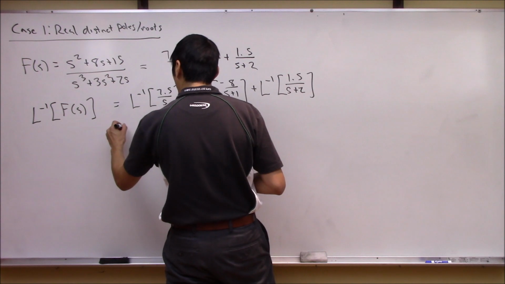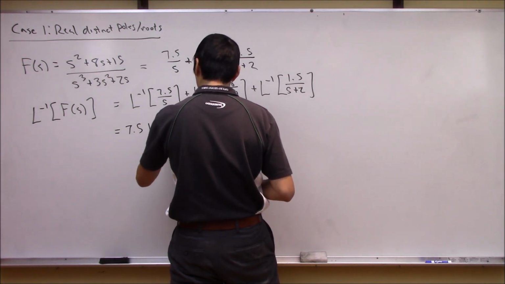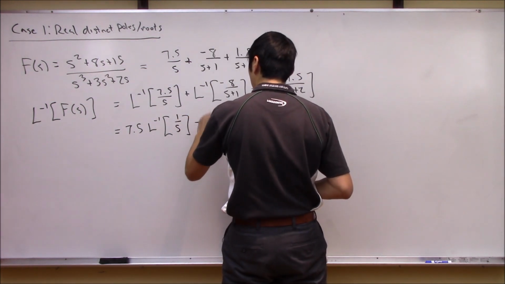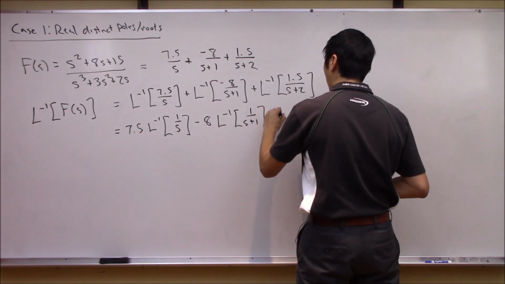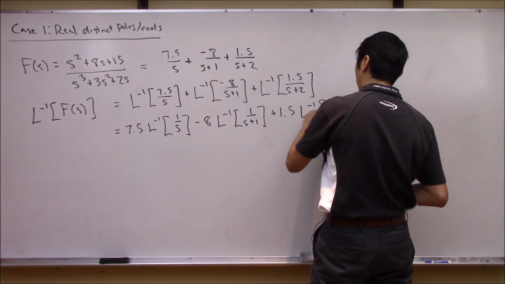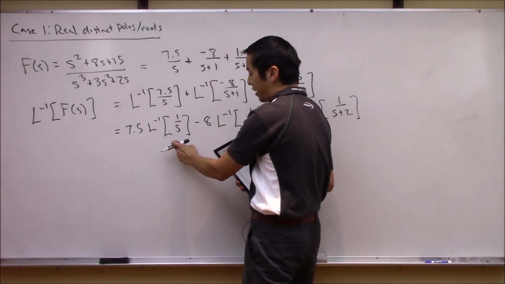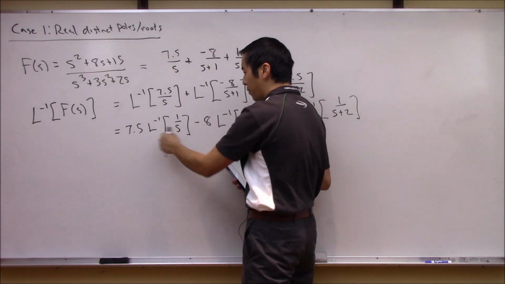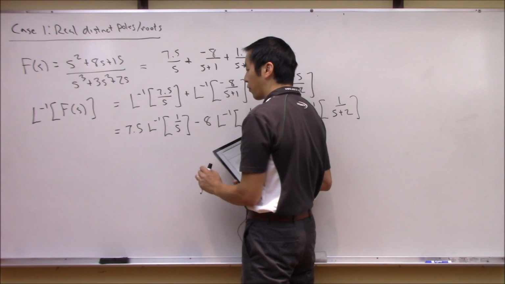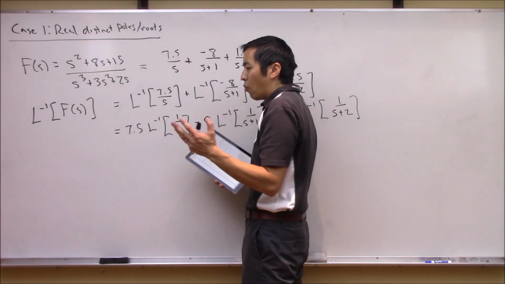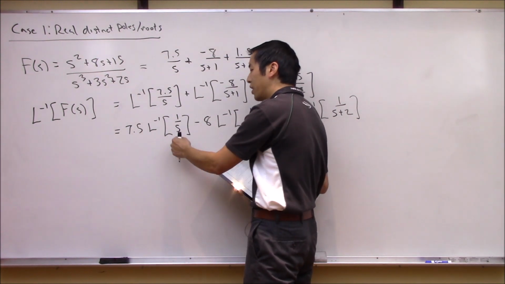So this can now be rewritten as 7.5 times the inverse Laplace transform of 1 over s, minus 8 times the inverse Laplace transform of 1 over s plus 1, plus 1.5 times the inverse Laplace transform of 1 over s plus 2. Okay, so now you should look at each one of these terms and really think about this, right? Because we're saying, I want to take the inverse Laplace transform of 1 over s. That's the same thing as asking, what function in time, when I take the forward Laplace transform, would give me 1 over s?